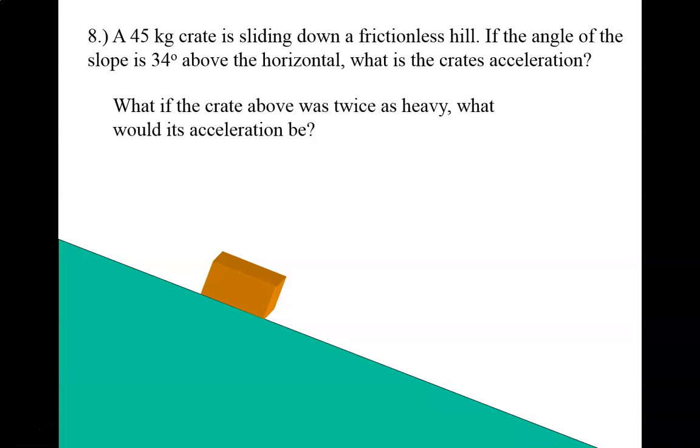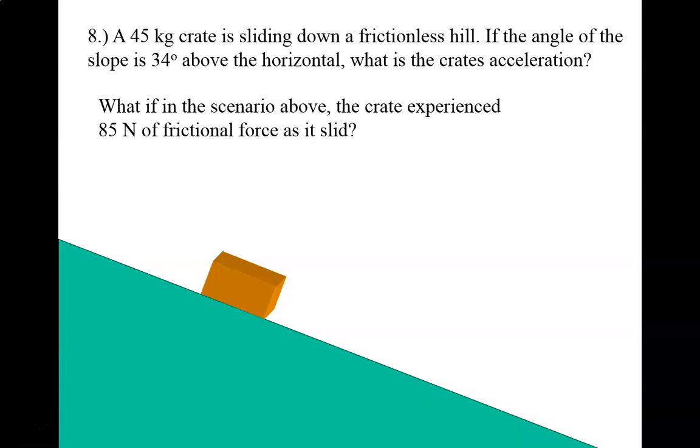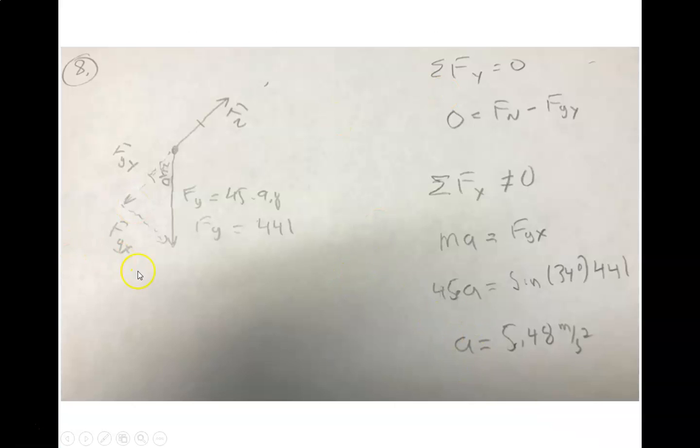What's the crate's acceleration? So what we want to do, since we're on a hill, we're probably going to end up breaking it. We're going to be rotating the page. Okay, so we're going to rotate the page. So here's my force of gravity. I draw straight down. All right. Then you can draw your normal force perpendicular to the slope. Okay, and then your force of gravity in the y is parallel to the normal force. And your force of gravity in the x is parallel to the slope. Okay, and we know that this angle is 34 degrees.